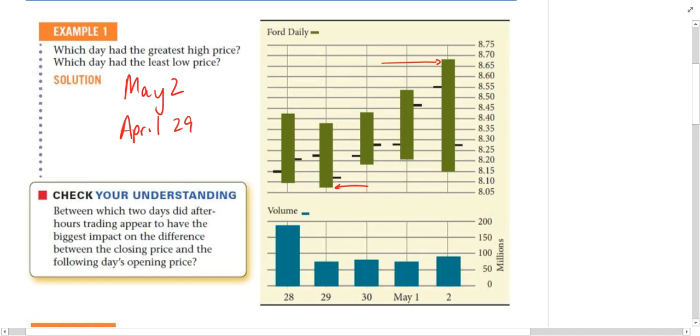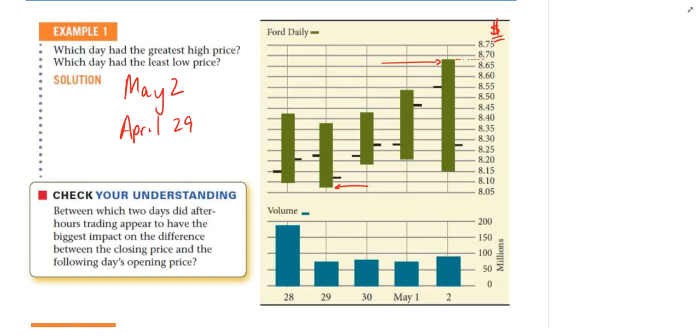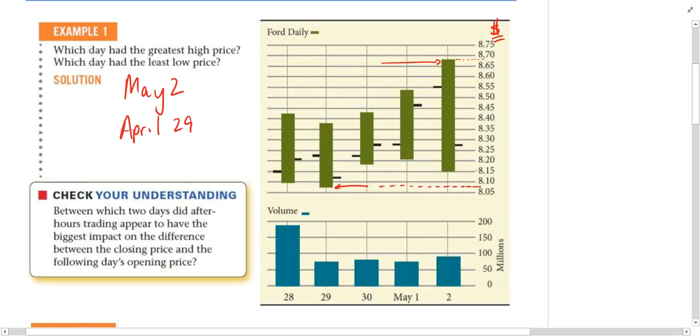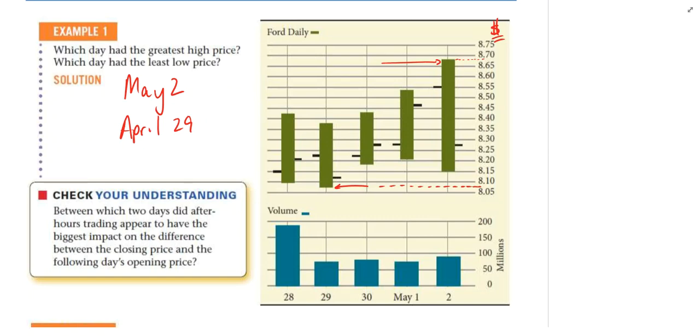Now, if you'd like to know what value the shares of Ford stock were at that time, all you have to do is look at the scale on the right-hand side. These do represent the price in dollars per share. So the highest price was all the way up here, somewhere between $8.65 and $8.70. If I had to guess, I would call that about $8.68. And down here at the bottom, somewhere between $8.10 and $8.05, I would probably guess that's about $8.07 per share.